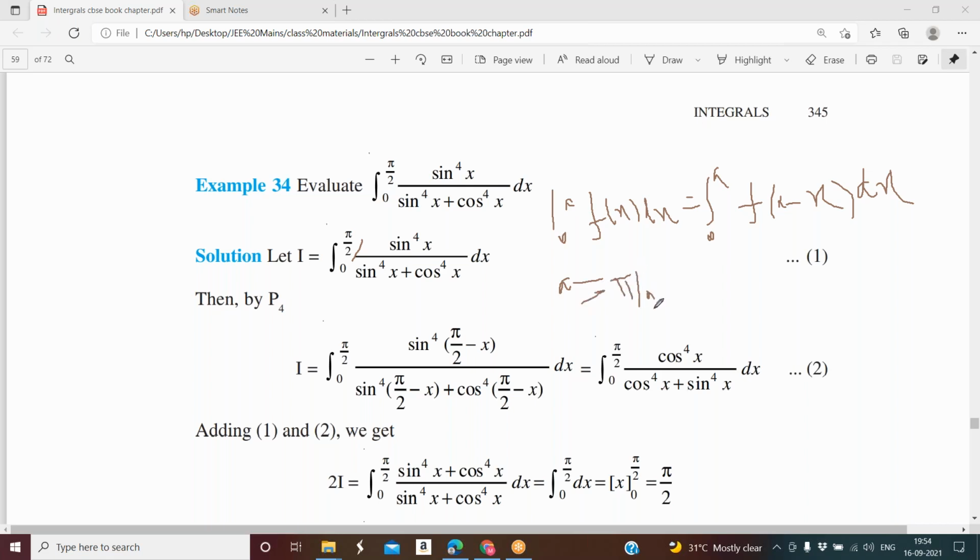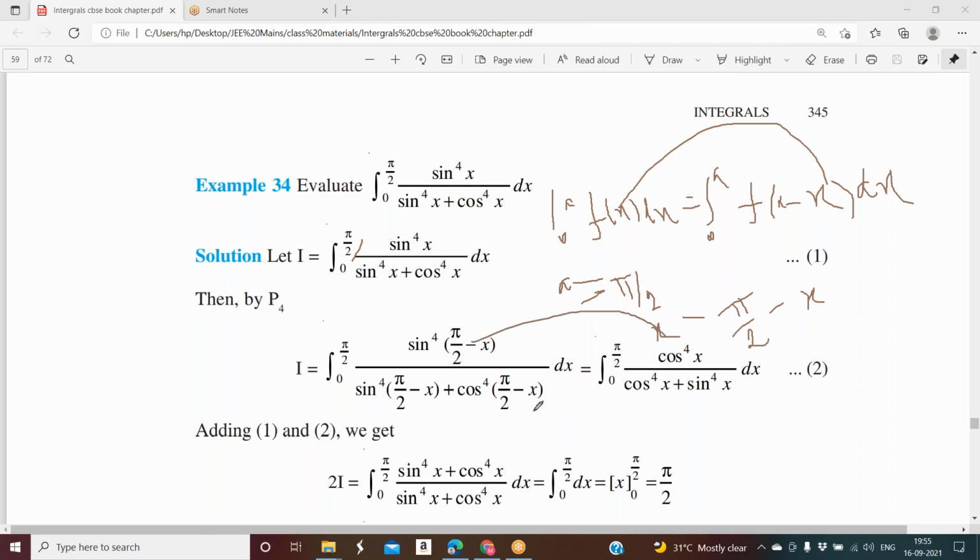So you have to replace x by a minus x, that is x by pi by 2 minus x. Wherever you have x, it is to be replaced by pi by 2 minus x. So sin to the power 4 of pi by 2 minus x divided by sin to the power 4 of pi by 2 minus x plus cos to the power 4 of pi by 2 minus x. Pi by 2 is 90 degrees, right? So sine of 90 minus theta is cos theta. That we know.